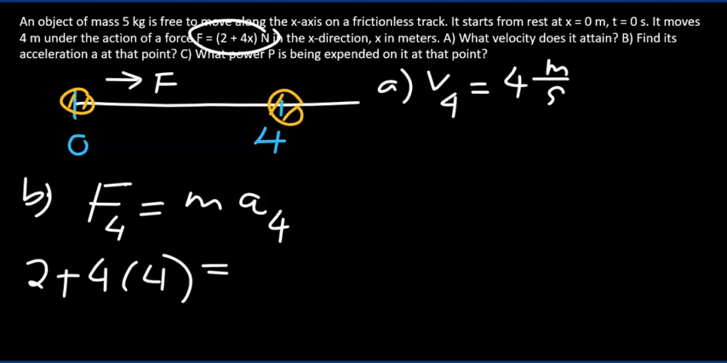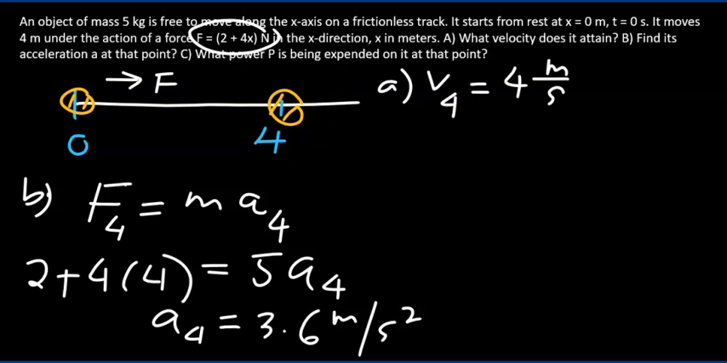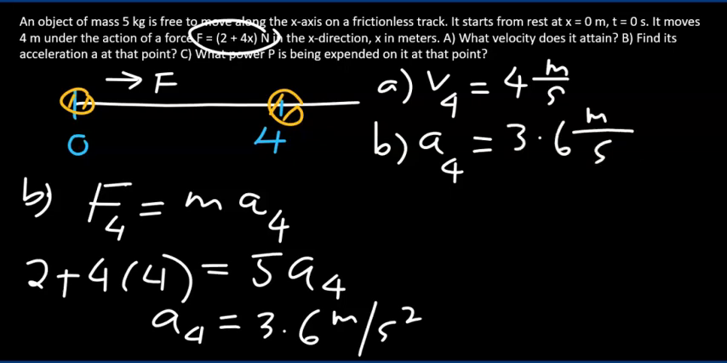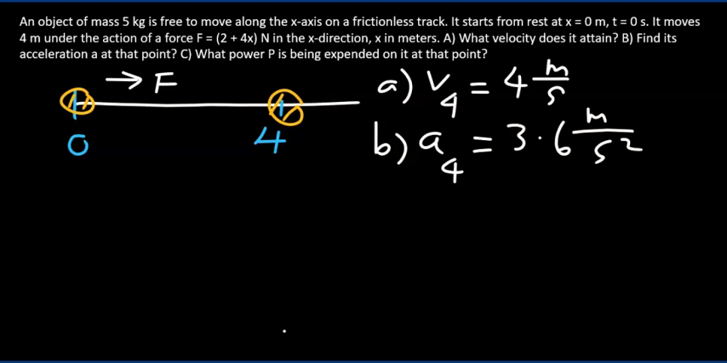And that equals the mass, which is 5, times a4. You can determine the acceleration at that point, which turns out to be 3.6 meters per second squared. So that's the answer for part B. The acceleration at that point is 3.6 meters per second squared. Part C.